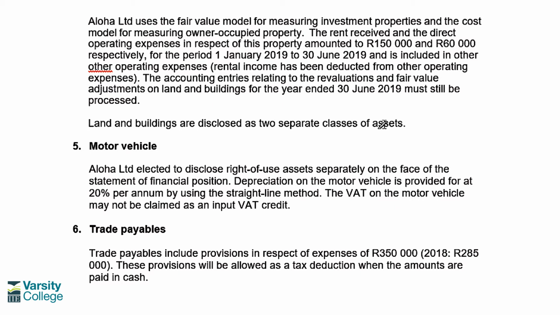This question is telling you that they are choosing to disclose it separately on the face of the statement of financial position. In other words, it's not going to be part of the PP&E note. In other words, you're going to disclose the right of use asset as part of the lease note, and it then will be presented separately under non-current assets as right of use assets.